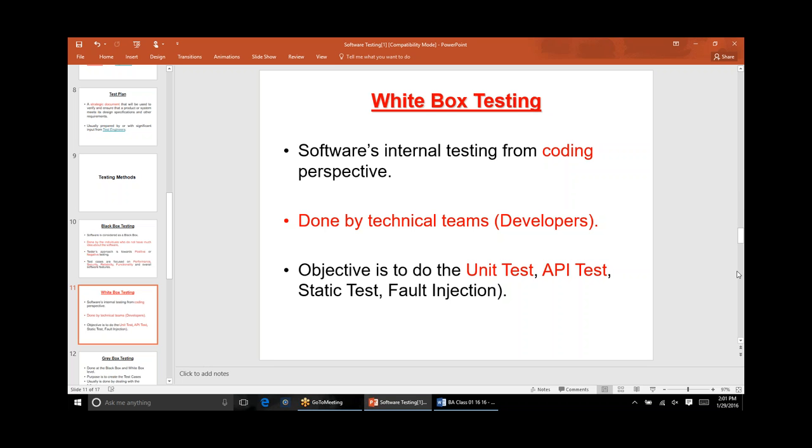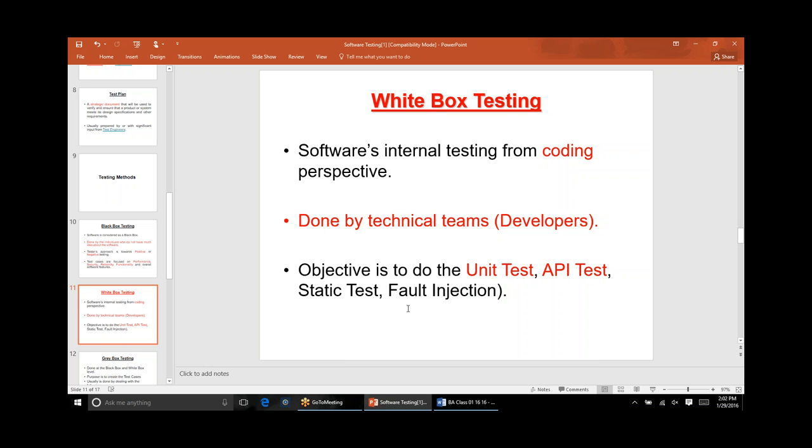An objective is to do unit test. I would like you guys to make a note of that term. They are used as synonyms: unit test, API. API means application programming interface. These are some of the terms. Static test means we are running this program in certain static master data conditions with this customer and that material. Fault injection: we are putting in some fault, putting some breakpoint, passing some data which is intentionally incorrect, and then we are understanding the behavior of the system. These are some of the terms which you need to understand.